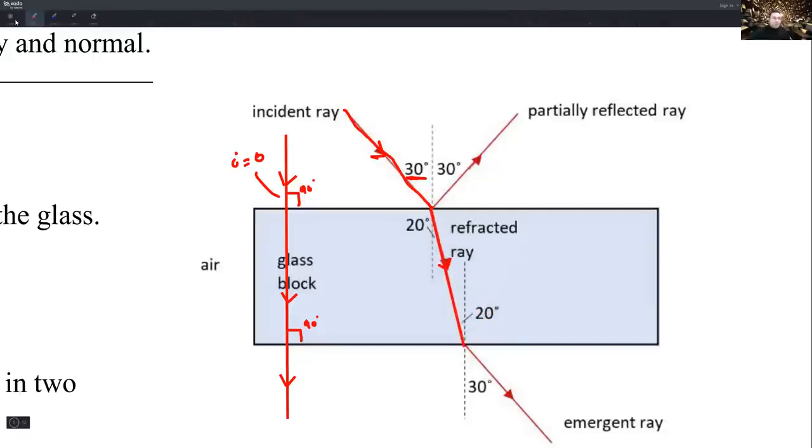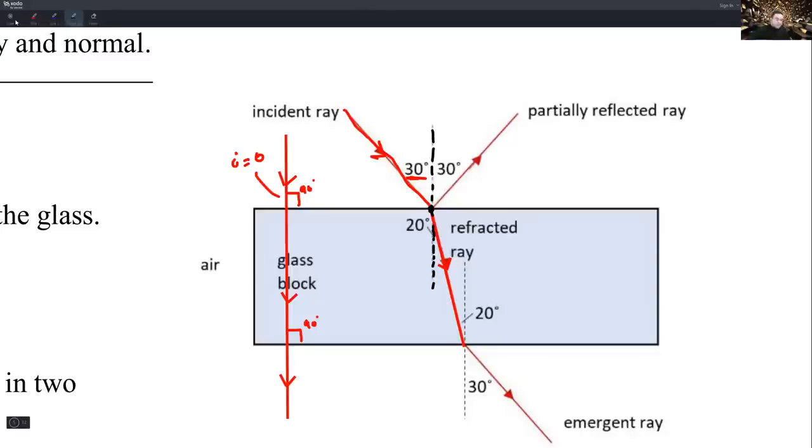Where do we draw the normal? This is important. We always draw the normal perpendicular to the surface, meaning at 90 degrees to the surface, where the ray hits the surface. Draw the normal where the ray hits the surface. Always, please. And it's perpendicular to the surface.